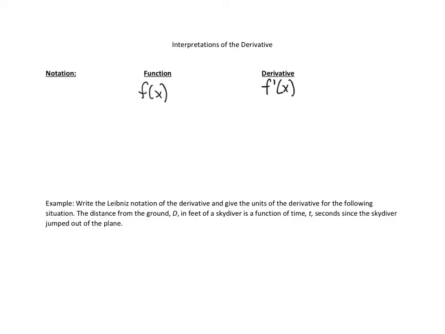This is called the Newton notation, and you could actually use it too for y. If we said y equals some function, the derivative would be y prime. But we're going to add a new notation. It's going to really help us understand what's happening with the units of a particular function. This notation is called the Leibniz notation.